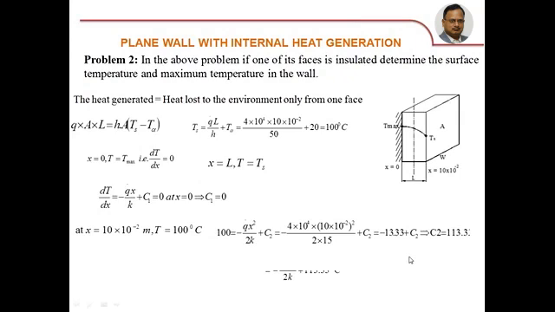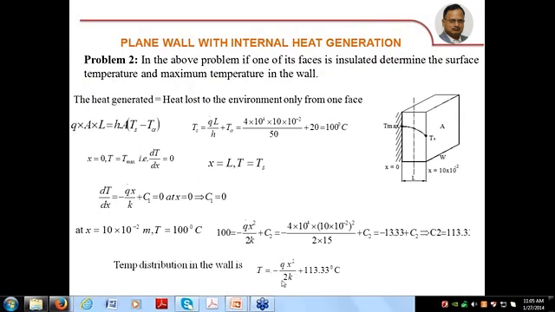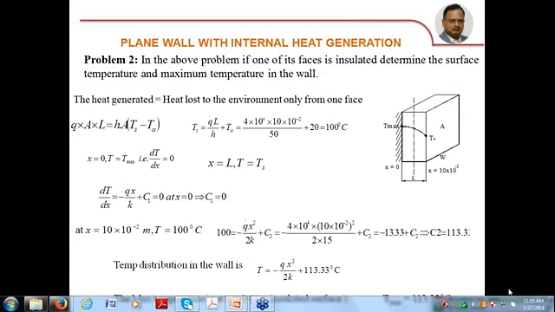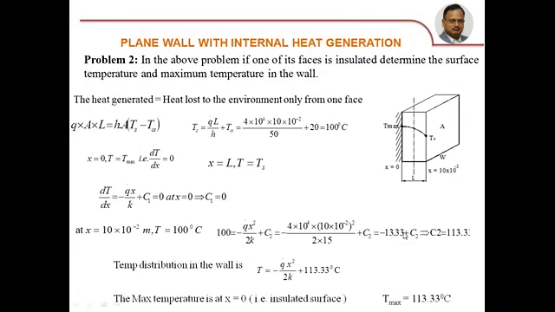So the temperature distribution in the wall is given by T equal to minus q dot x square by 2k plus 113.33. And now if you want the maximum temperature, put x equal to 0 in this equation, you will get T max equal to 113.33. That's all.